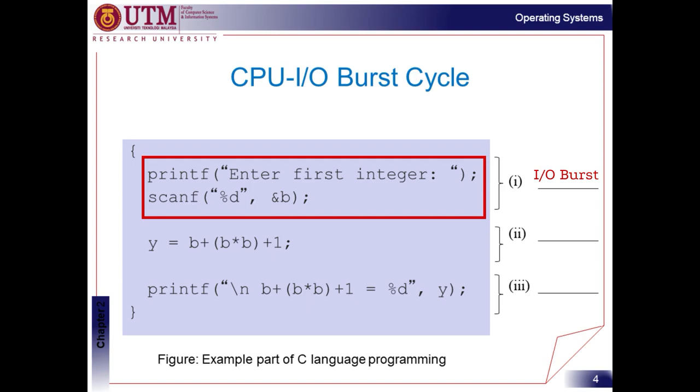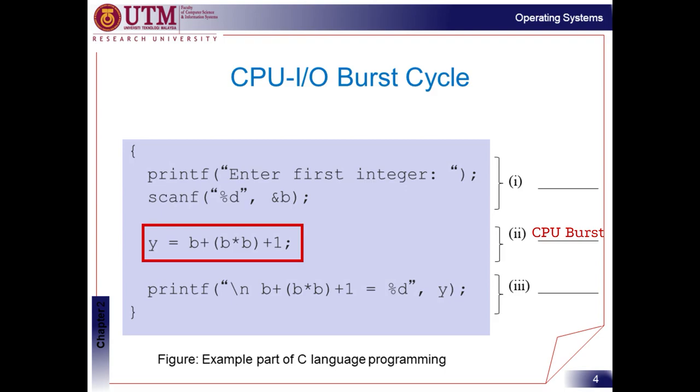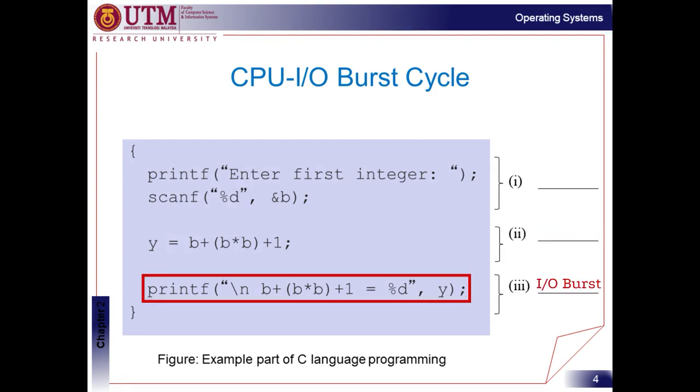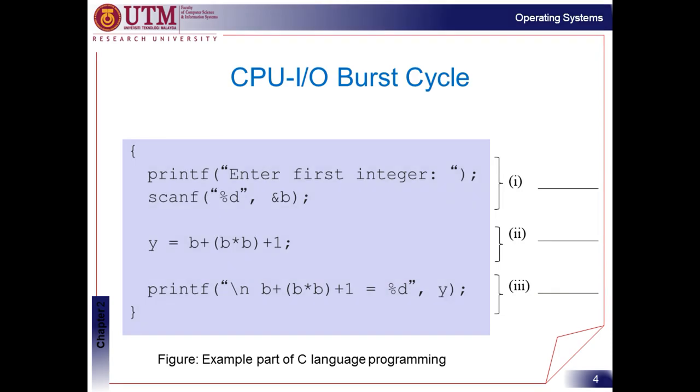This is a clear example of an I/O burst, as the CPU is on hold waiting for the input operation to complete. This arithmetic operation is a CPU burst, as the system is crunching numbers and there is no waiting for external input or output. The final printf function prints the result to the screen. Like the first printf function, this is also an I/O burst.